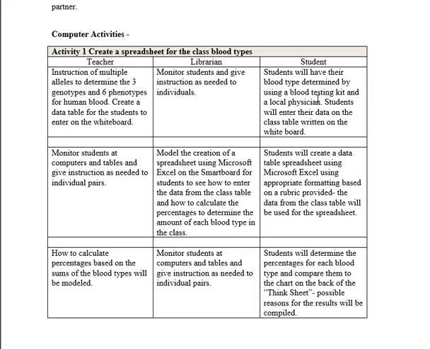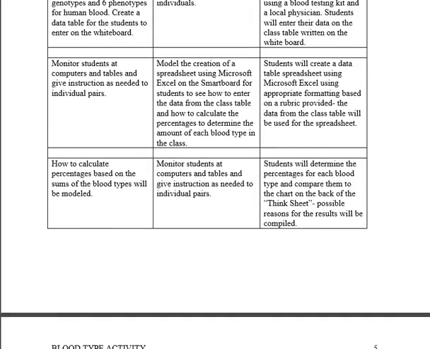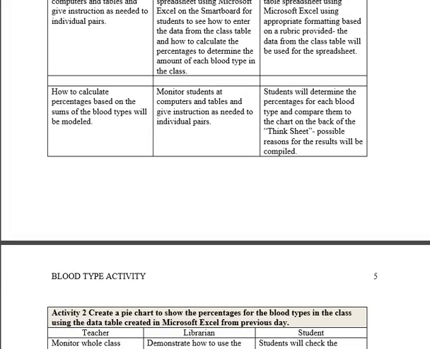They'll have their blood type determined by using a blood testing kit and a local physician. The students will enter the data in their class table written on the whiteboard. At that point in time, the students don't even need a computer. Then the next part, this is where the librarian comes into play, and they are the one teaching. They're modeling the creation of a spreadsheet using Microsoft Excel on a smartboard. At that point in time, the teacher would be the one monitoring the students at the computers and tables and giving instruction to those individual pairs. Then over here it tells you what the students will be doing. I just found it was easier to create that table to tell what was going on.